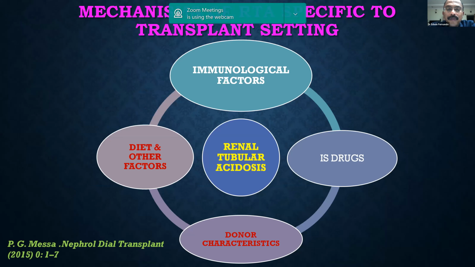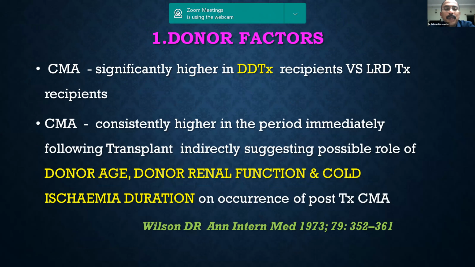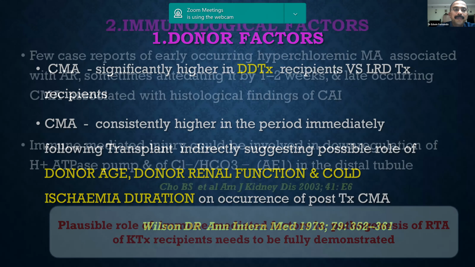In the transplant setting, there are different factors that operate. One is immunological factors, the effect of immunosuppressive drugs, the donor characteristics, renal tubular acidosis, diet, and other factors. Regarding donor factors, it has been observed that chronic metabolic acidosis is significantly higher in deceased donor transplant recipients. This we have observed even in our institution. And metabolic acidosis is consistently higher in the period immediately following transplant, indirectly suggesting a possible role of donor age, donor renal function, and cold ischemia duration in the occurrence of post-transplant chronic metabolic acidosis.